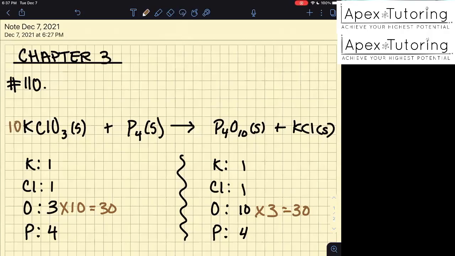There's now 10 Ks, 30 oxygen, and 10 Cl. All right, and then on the right-hand side, what do we do? The 10 goes in front of the P. What do we put in front of the P? The 3. Okay.